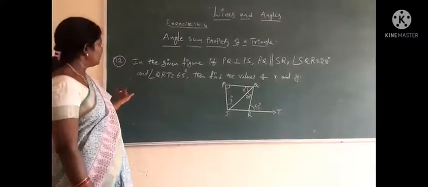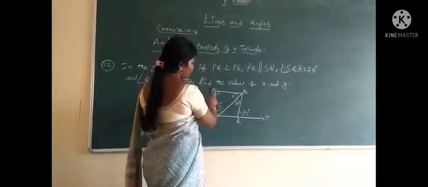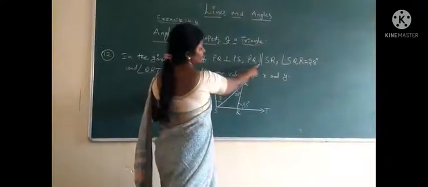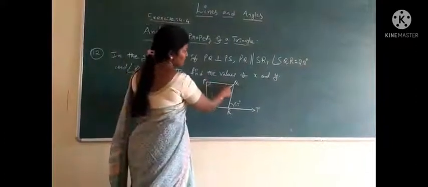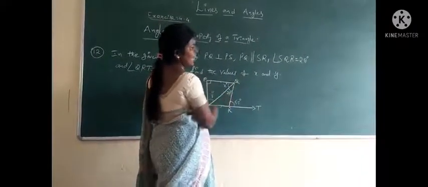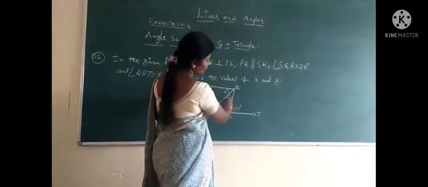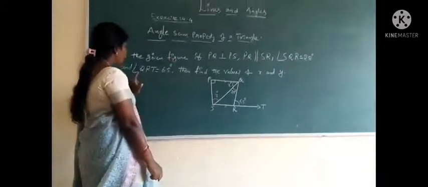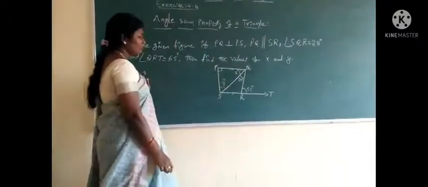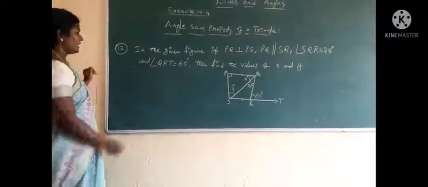Next problem, students. In the given figure, if PQ is perpendicular to PS and PQ is parallel to SR, these two lines are parallel lines, and angle SQR is 28 degrees and angle QRT is 65 degrees, then find the values of X and Y.